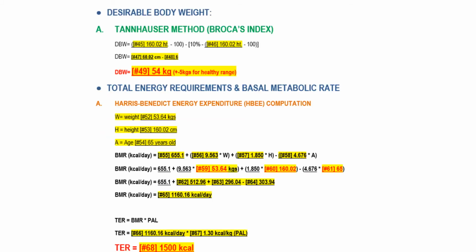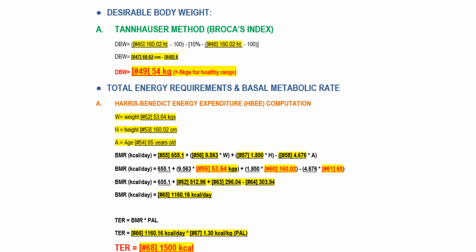To determine the desirable body weight of the patient who stands 5'3" tall using the Tannhauser method, the first step is to convert height to centimeters, then deduct the factor of 100, and then deduct an additional 10% to adjust the body frame for Filipinos.